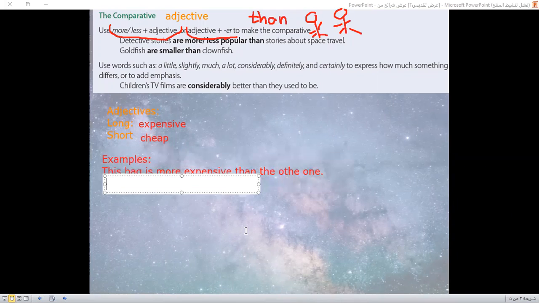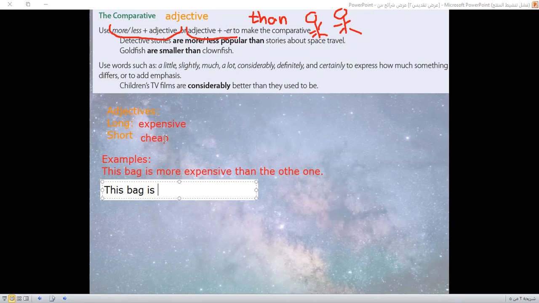This bag is. Am I going to add more or less? No, because my adjective is short. Then I will add er. So this bag is cheaper than the other one. Why did I add er? Because it's easier for me. This adjective is short, so it's okay if I add er.